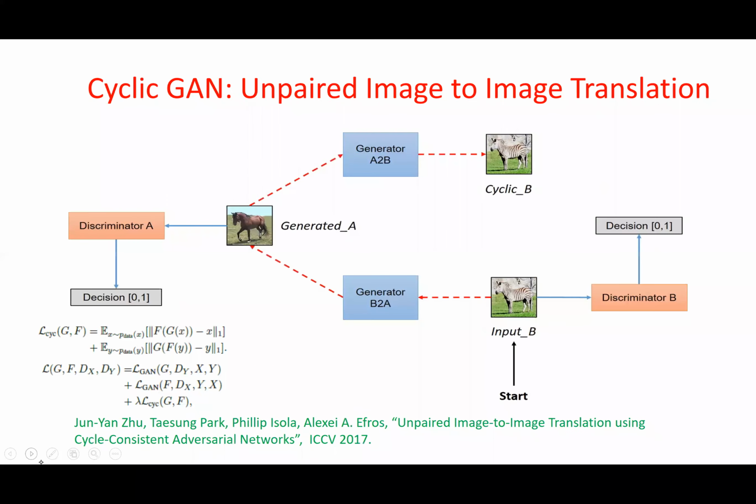Okay, so this is the additional cost. So while training, as we discussed, you will have one adversarial loss for this, one adversarial loss for this. And another loss is, if you start with generating a zebra to horse and horse to zebra, this zebra has to be compared with the original zebra. This is the cyclic consistency loss. So the sum of all these three losses will be back propagated. Okay, so is this clear now?